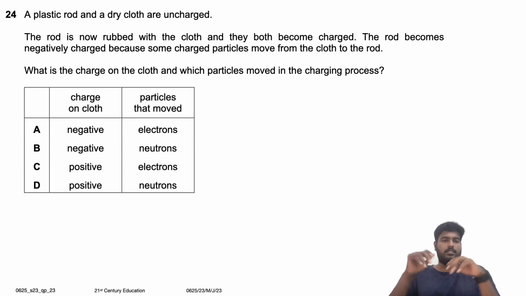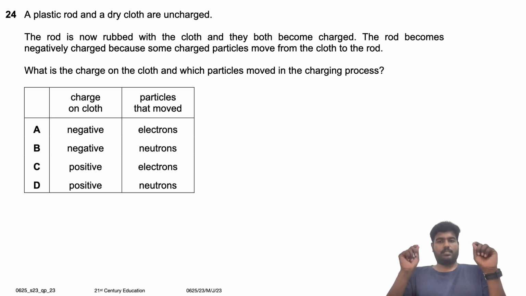Okay, so C or D obviously, and it's not neutron because a neutron is inside the nucleus. First, a neutron is neutral. Second, even if it is a proton, these things have nothing to do with charge or current or day-to-day life electricity, which only involves electrons. So positive and electron.